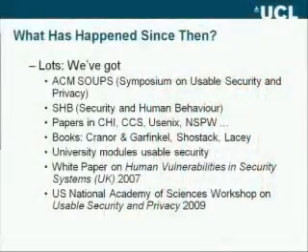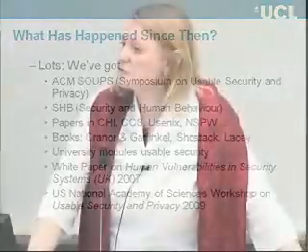So this paper was published in 1999. Alma Whitten, of course, published Why Johnny Can't Encrypt at the same time. So this was over 10 years ago now. What did happen? Well, you could argue a lot has happened. We've got SOUPS. We've got Ross, because Ross and Bruce always need to do their own thing. They started the Security and Human Behavior workshop.